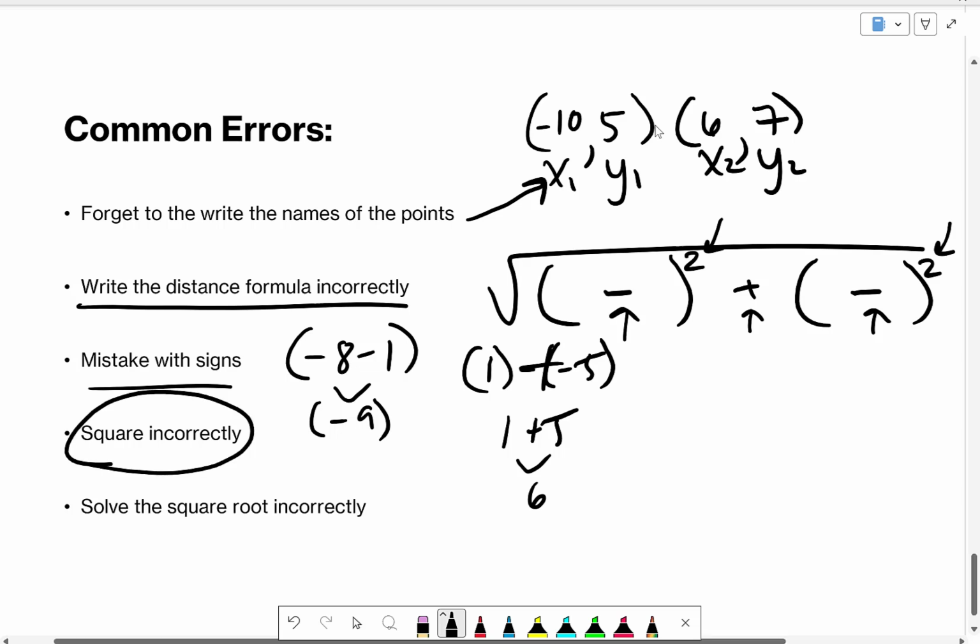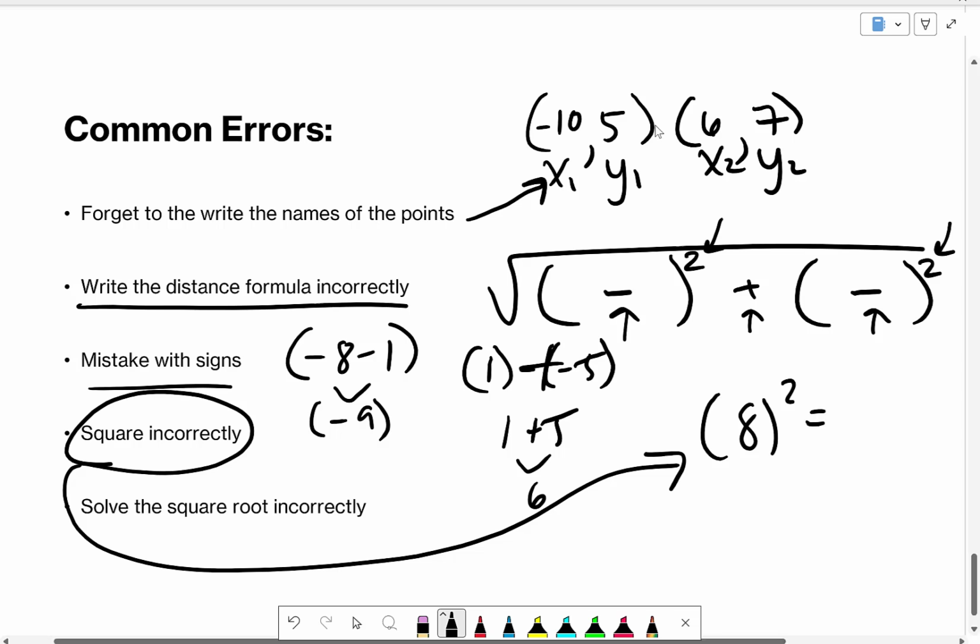Another one is people square incorrectly. For example, 8 squared, people put 16, which is wrong. It's actually 8 times 8, which is 64.